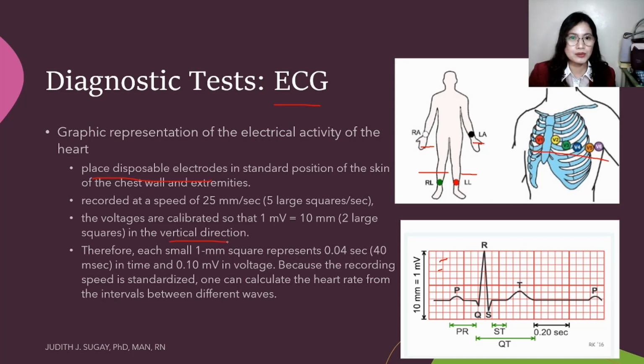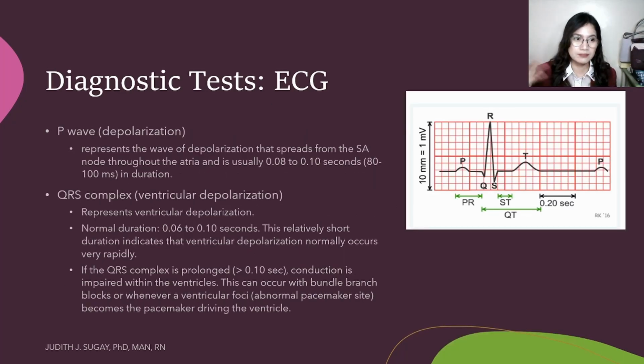This is the strip that you can see. Whenever you see an ECG strip, it's not going to give you the PQRST letters. What you can only see is the movement, the impulse, or the activity of the heart. We'll discuss this more in the conduction system. The P wave represents the wave of depolarization. So this is the P wave, and I'll discuss this more in the conduction system, by the way.